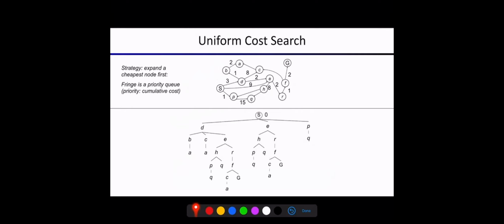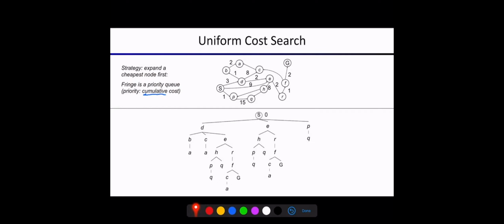And so this leads us to another strategy for searching, which is called uniform cost search. Okay, so what is the strategy? Expand the cheapest node first. And the fringe is a priority queue. You should remember what a priority queue is. And the priority in each node of the priority queue would be the cumulative cost, okay? Not the cost of the last hop, but the cumulative cost, the accumulated cost.